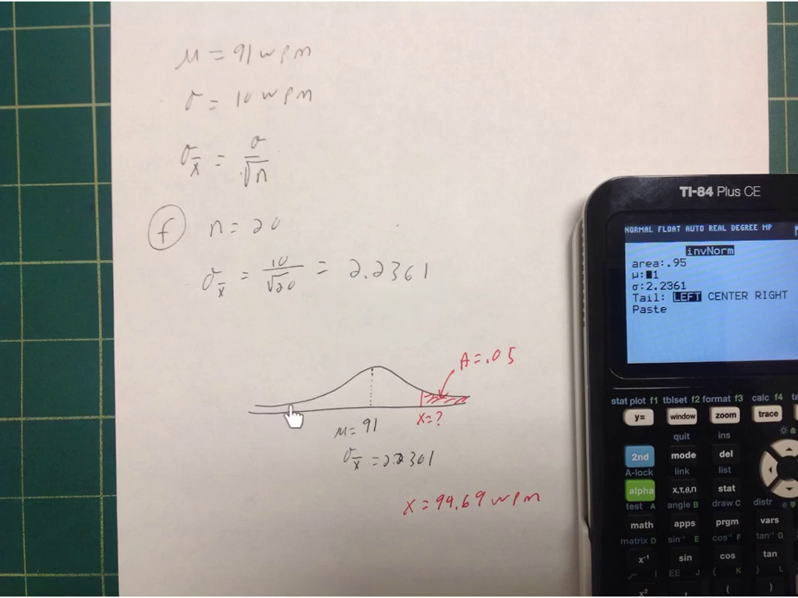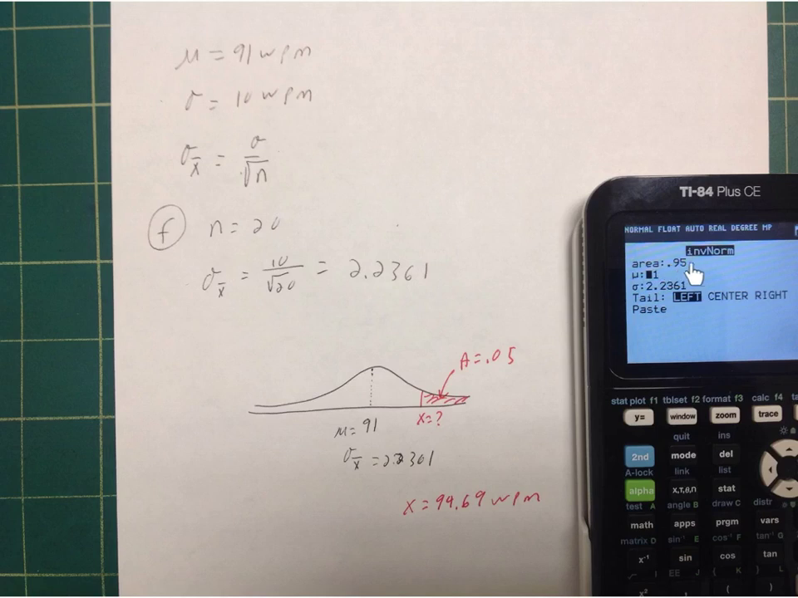And so I'm drawing a picture here about part F. The mean is 91. The standard deviation is about 2.236. We want to find x when the area to the right is 0.05.